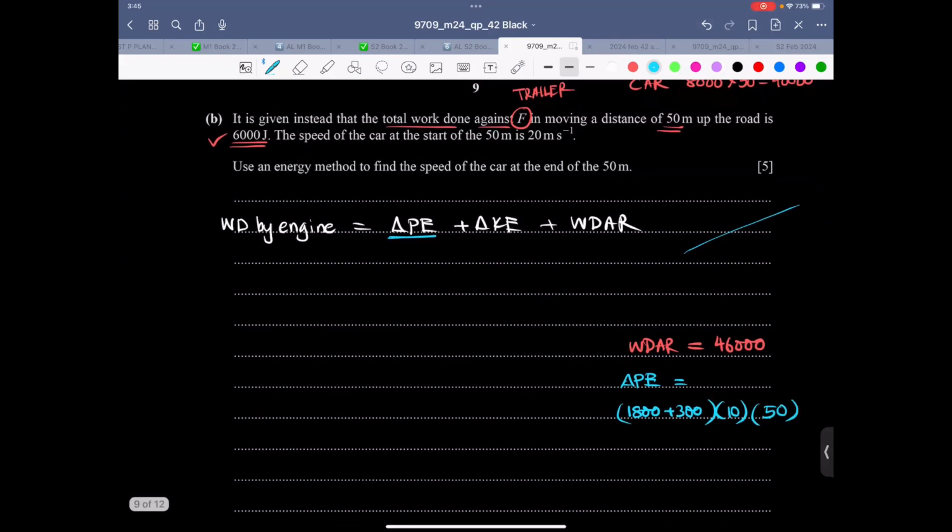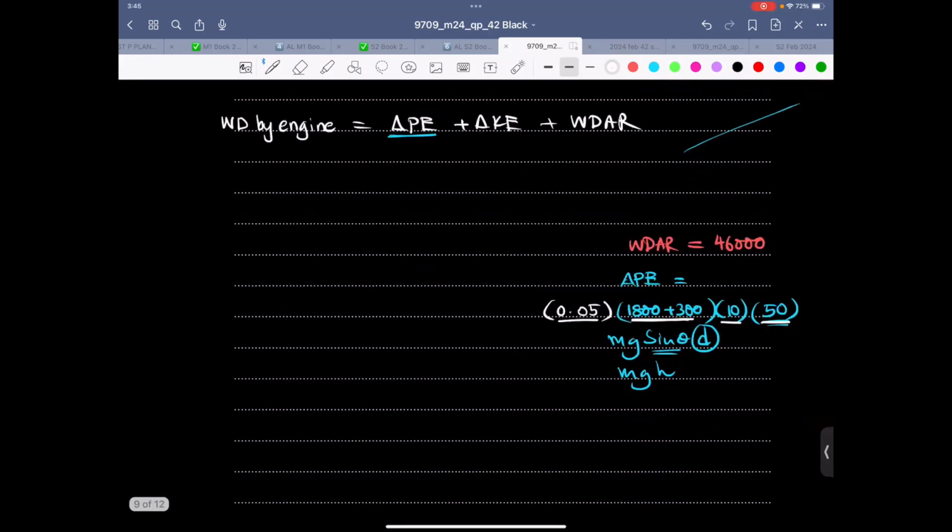And we will calculate this thing, but there is also the thing that either you use mg sine theta into distance along the plane, or you use mgh. Now, since 50 is the distance along the plane, don't forget sine theta. So let me also multiply it with sine of alpha, which in this case is 0.05. So you have to multiply this out. So do not mix up the two things.